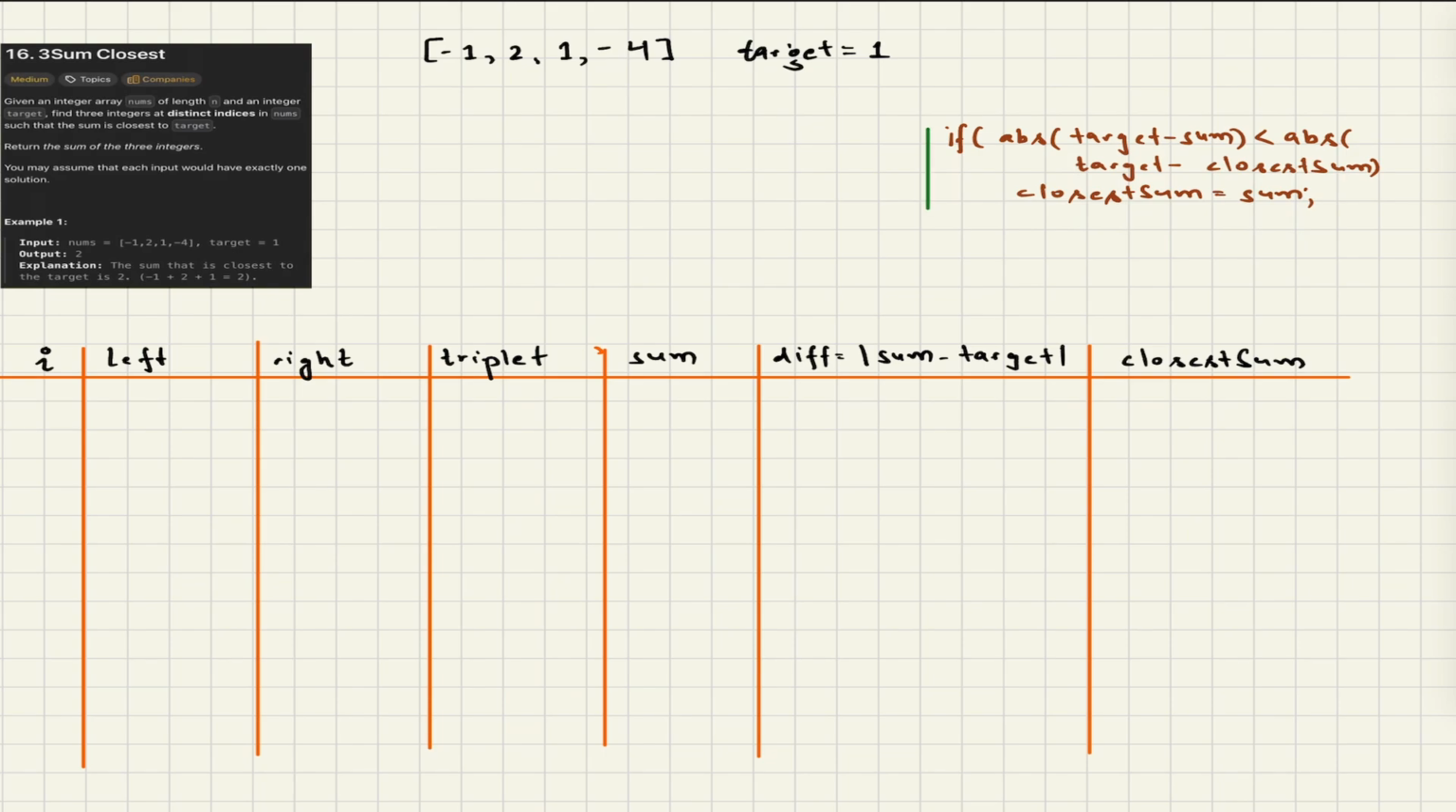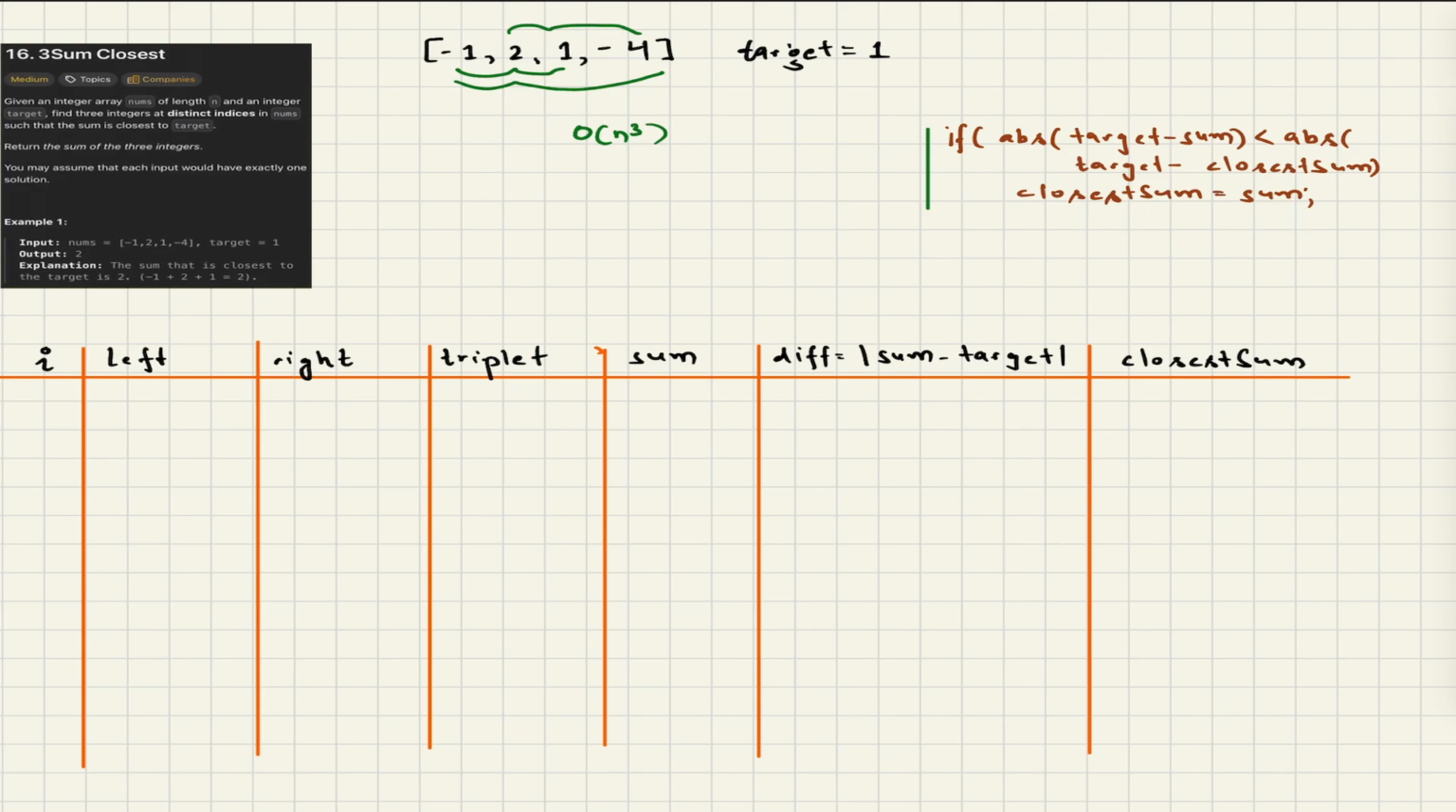sum, right? So we can store the closest sum if we iterate over each and every triplet, and we could store our closest sum like this. Now again, the brute force approach would be to check all the triplets available and then return the closest sum. The problem with that, again, would be that the time complexity would be O of n cube.